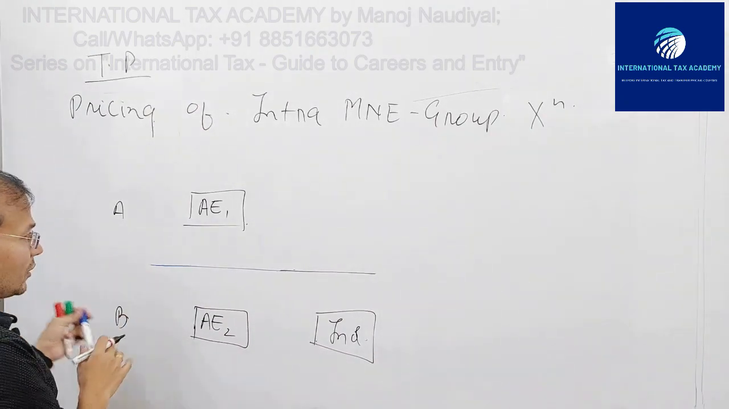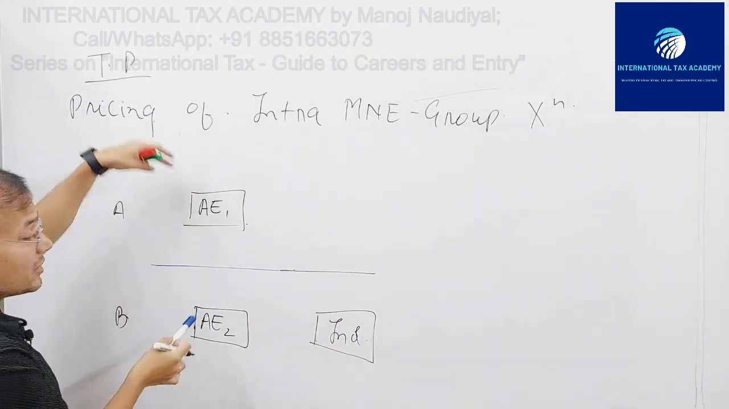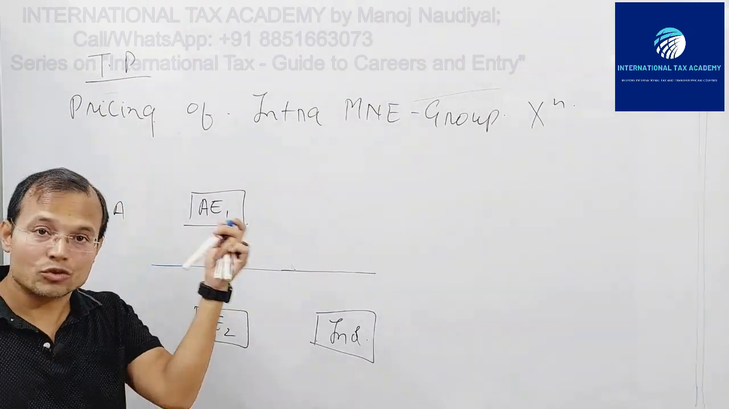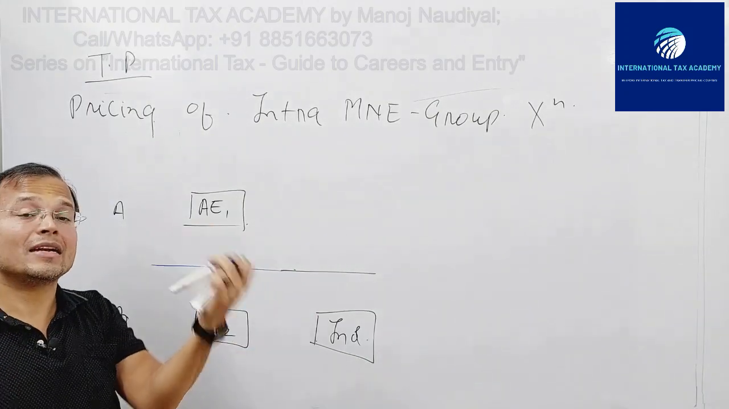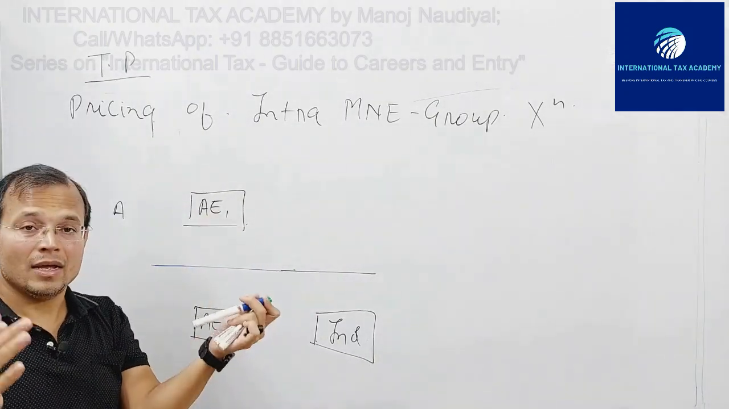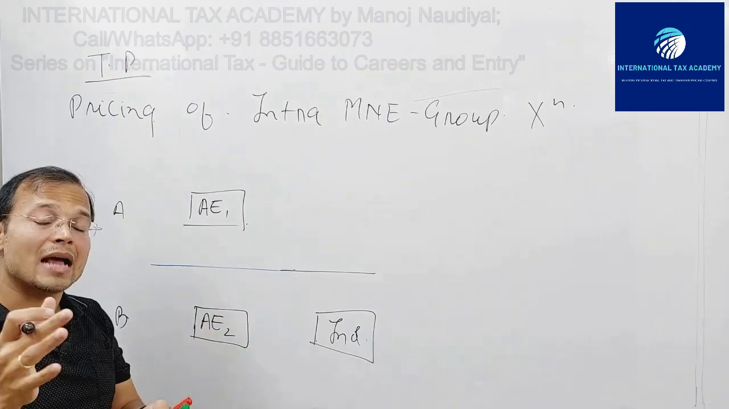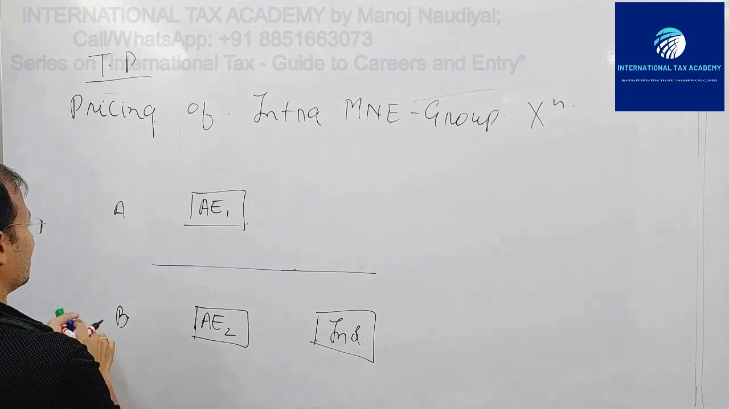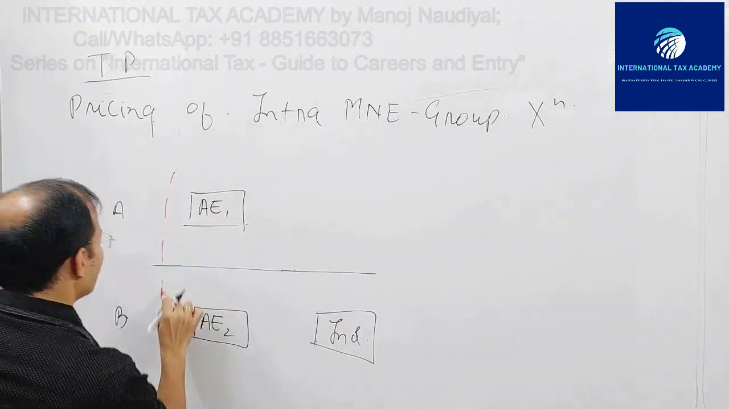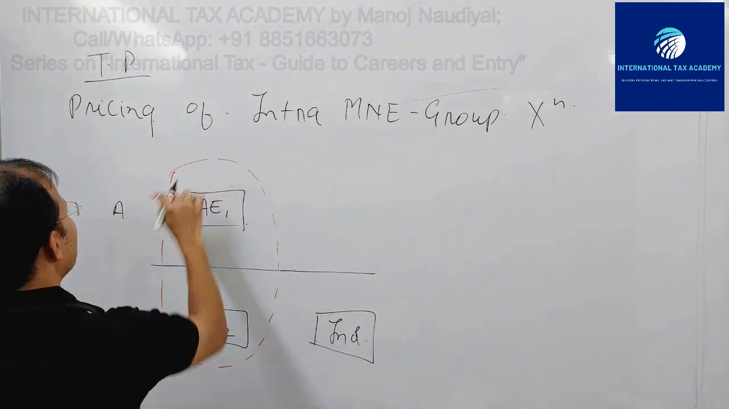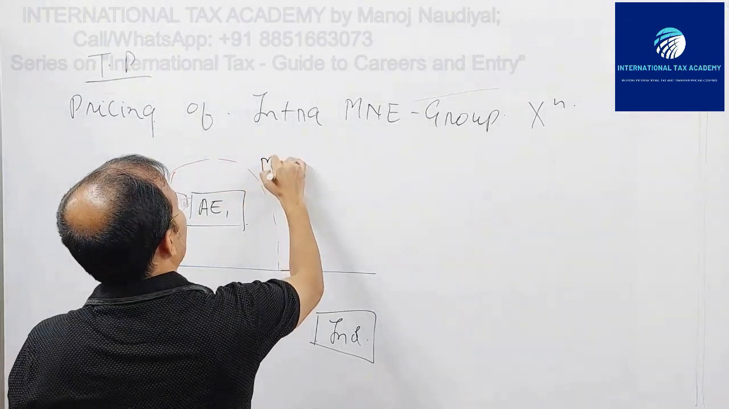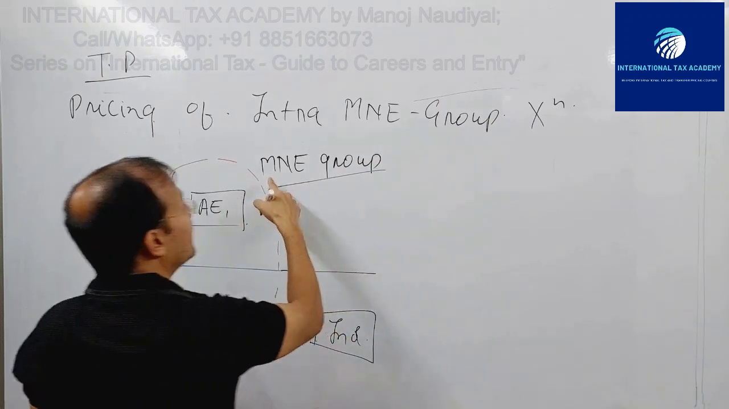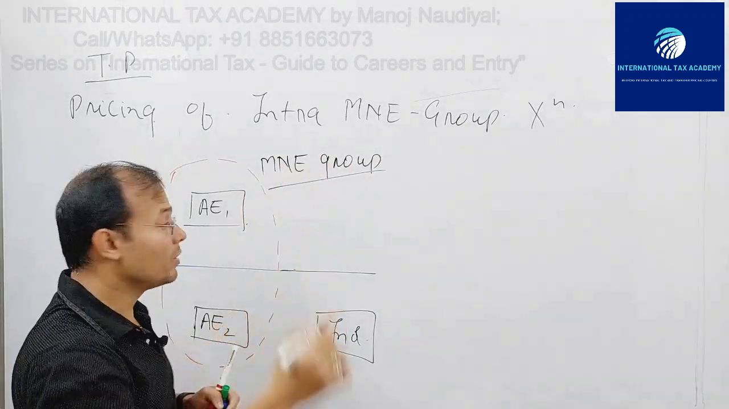Fine. So why have I written AE1 and AE2? This is because AE1 and AE2 are associated, they are related. Why are they related? Because they are part of the same multinational enterprise group, right? This is the scenario. So this is a multinational enterprise group, MNE group. I'll give an example.